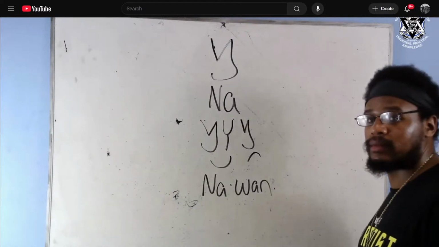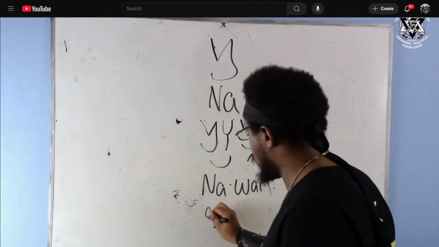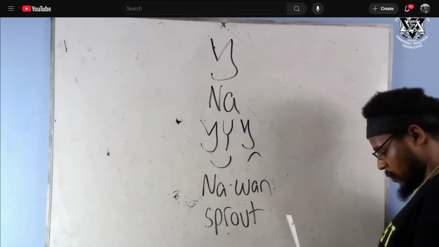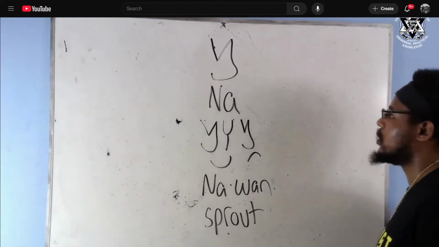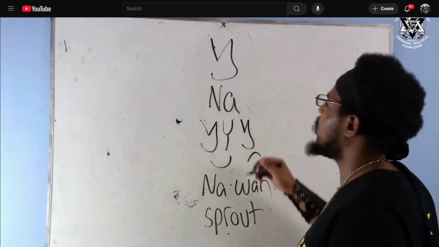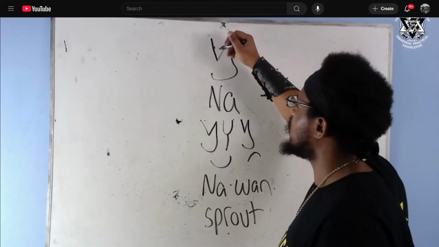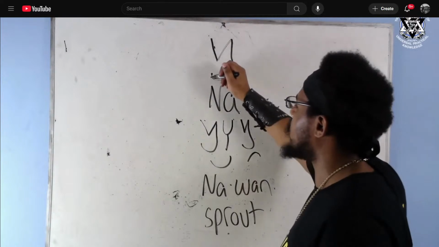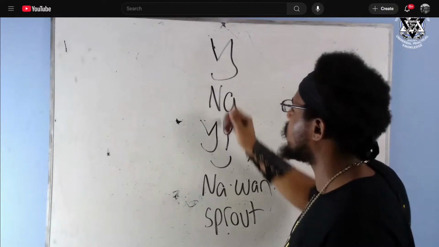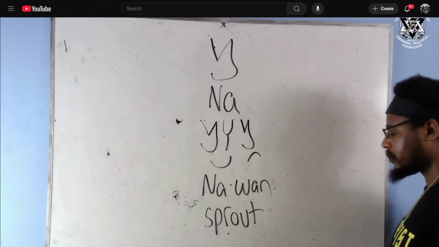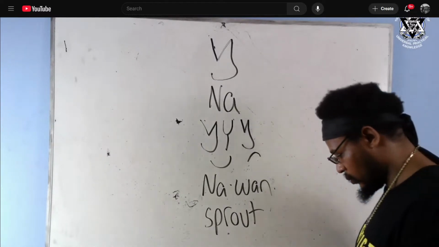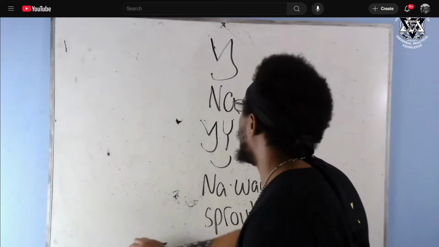Meaning to sprout. This one means to sprout. Like, for this one, this would be like a seed sprouting its roots. So you got the seed, and then you got it sprouting its roots underneath. So we got Na. We're gonna keep moving forward.